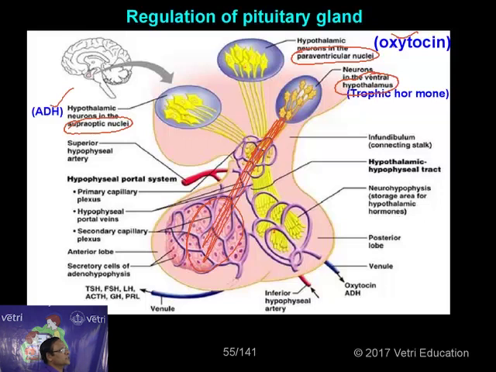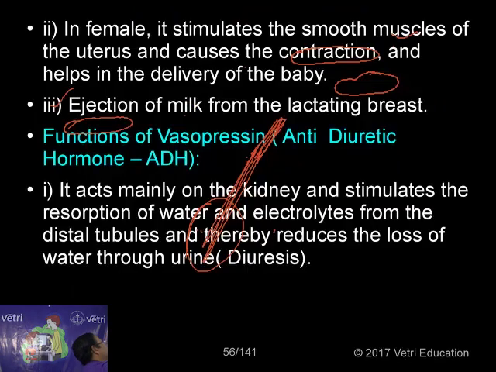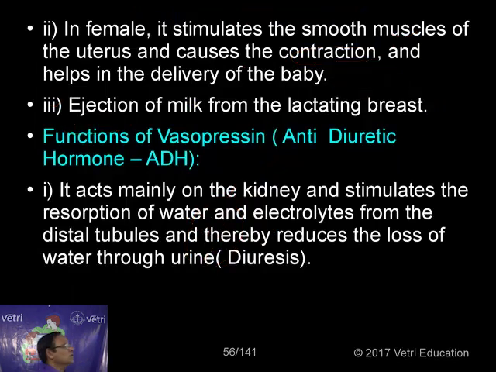They are transported through the axons. These axons carry the two hormones, that's why they are called neurohormones, secreted by the nervous tissue. So oxytocin and ADH or vasopressin are called neurohormones as they are secreted by the hypothalamus of the pituitary gland. Now we have already seen the role of oxytocin.